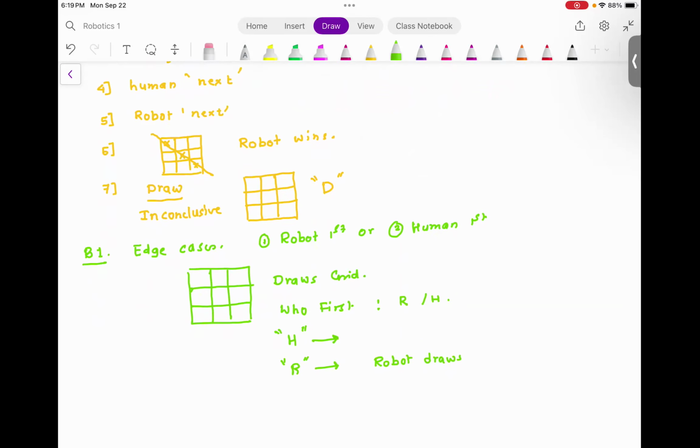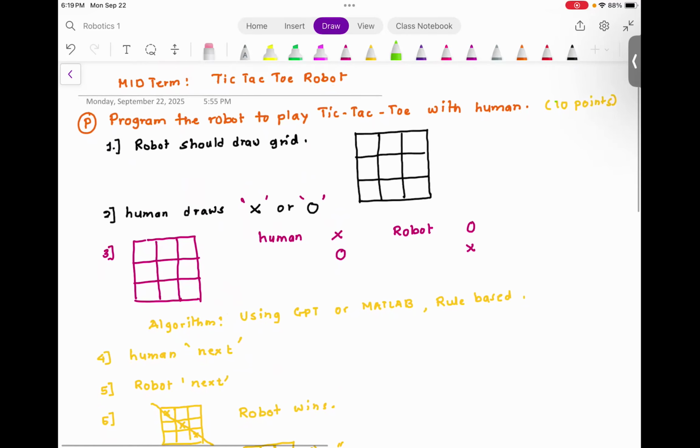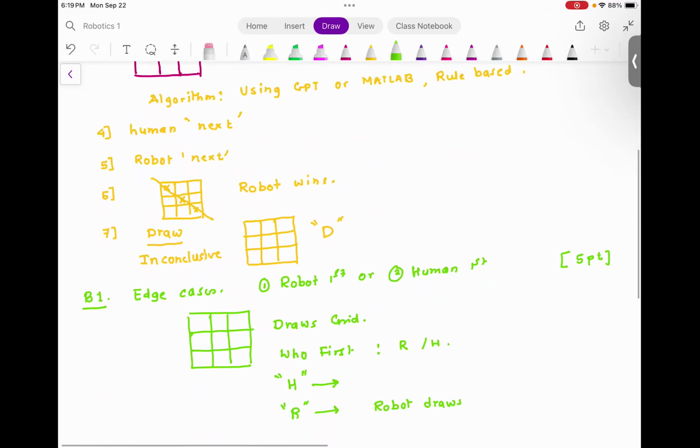So for the bonus part, you would add an option whether the robot goes first or the human goes first. The basic assignment is always that you start with the human drawing, then the robot drawing, and at the end you compare. For the edge case, you will give an option of who goes first, robot or human. You should treat this edge case. This will be a 5 points bonus. So let me show you here. This is going to be 10 points. This will be 5 points.